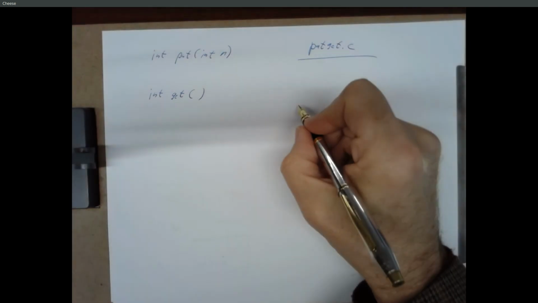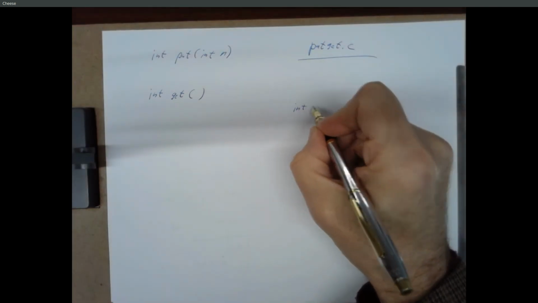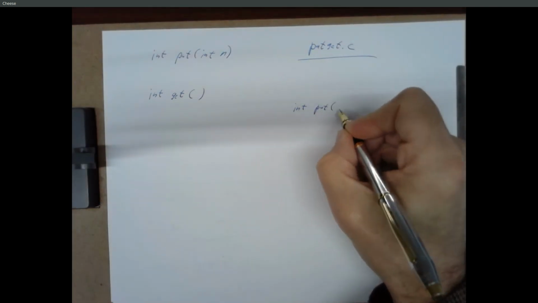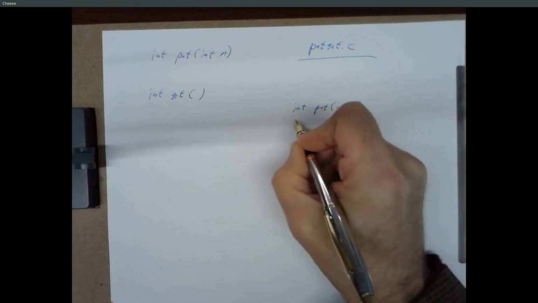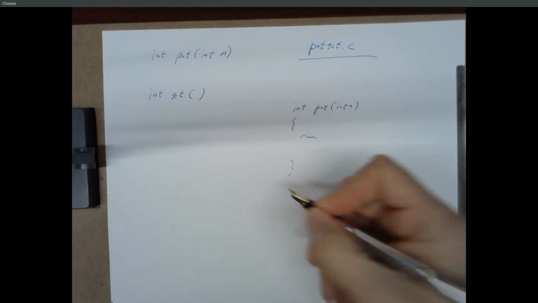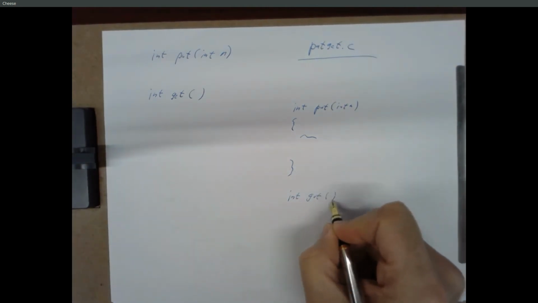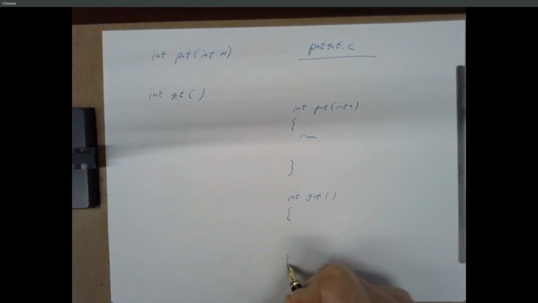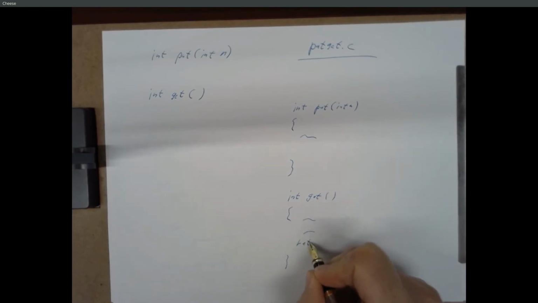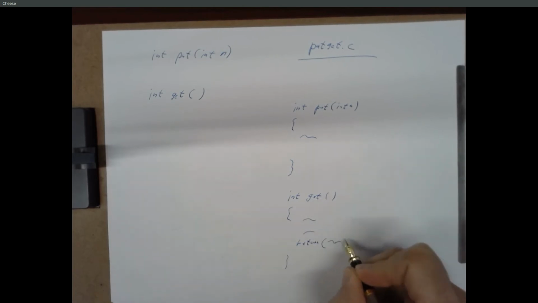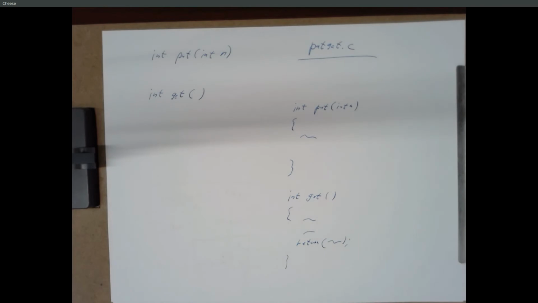And the question is, how do we do this? How do we save the value of this variable so that we can retrieve it later? So let me give you some skeleton code here. Here's your integer put, integer n, and it does some stuff. And here's your integer get, which takes no arguments, and it does some stuff, and eventually it returns something which should be the number that you saved.